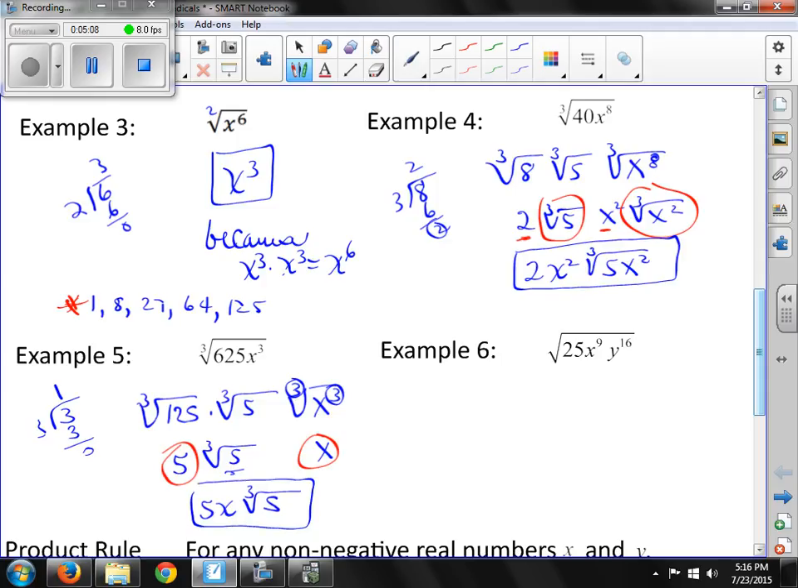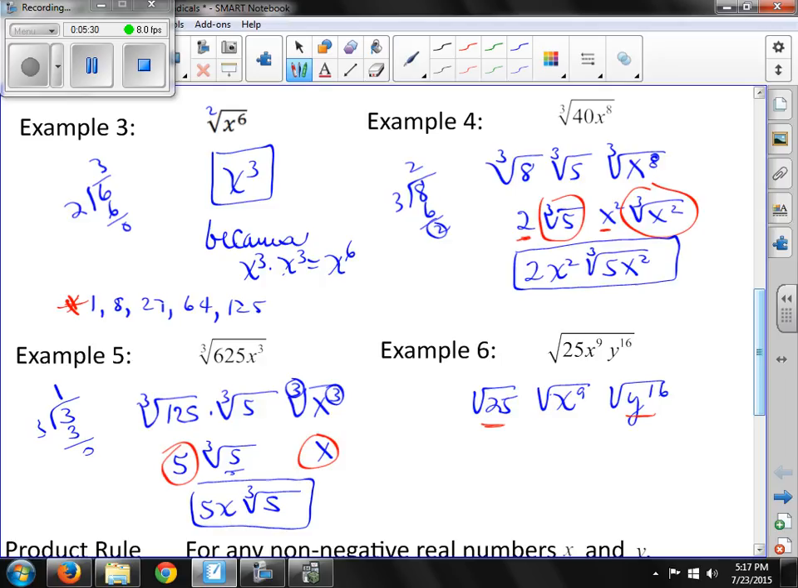The square root of 25, x to the 9th, y to the 16th. I know that the square root of 25 comes out even. The square root of x to the 9th and the square root of y to the 16th. Now these two come out even. The square root of 25 is 5. The square root of y to the 16th is y to the 8th.